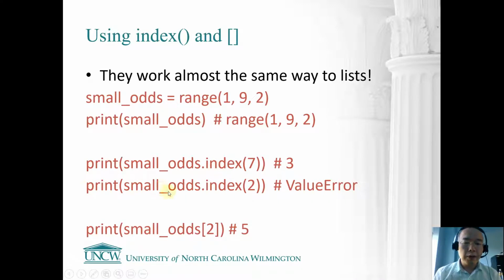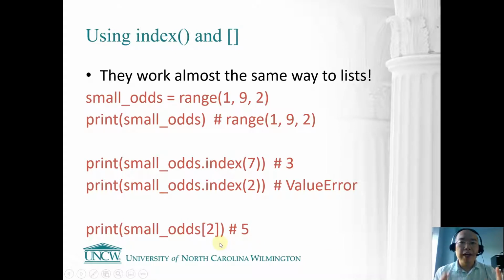And if I want to find the index of 2, remember, we are doing 1, 3, 5, 7, so they're all odd numbers. We don't have a 2 here, so we are going to get a ValueError. So that is one thing, index. We have learned that in the list, and now we know we can also use it in ranges.